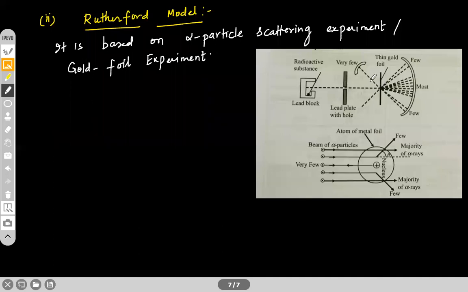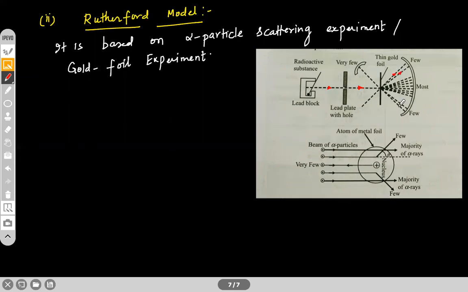So what is the observation we had here? Most of the alpha particles pass through without any deviation. A few of them deviate by a very small angle. You see, this is the incident alpha particle. Most of them pass through without any deflection, simply like this. Just focus here. Some of them deviated by a very small angle and pass like this.